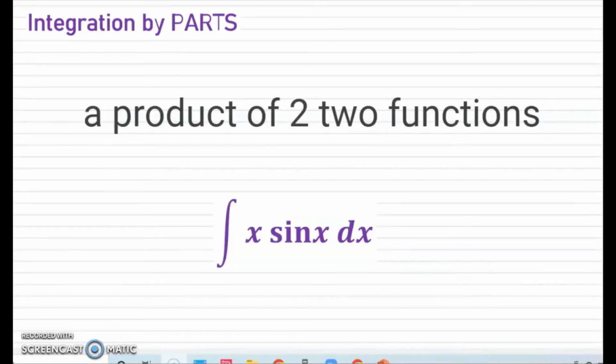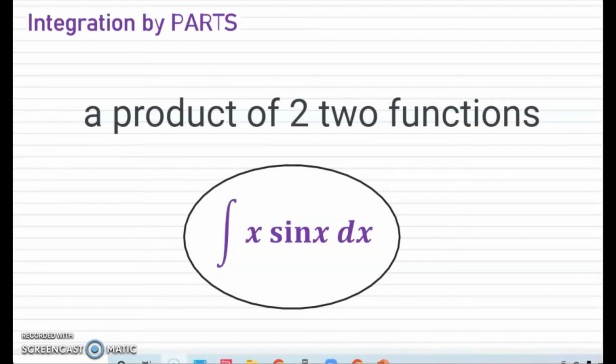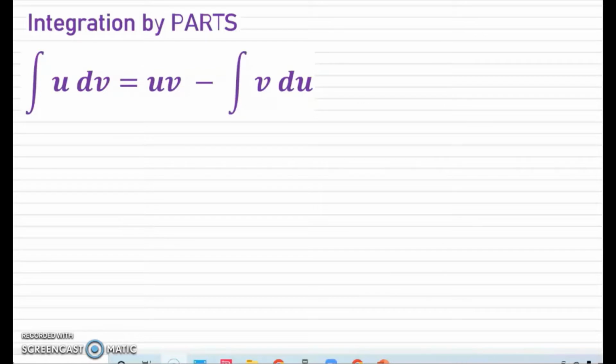Integration by parts is a method or technique that we apply when we are integrating a product of two functions, such as this integral x sine x dx, where we will integrate the product of x and sine x with respect to x. The formula to be used for this is the integral u dv is equal to uv minus the integral v du, which means that in the given integration of the product of functions, we will identify the u part and the dv part.